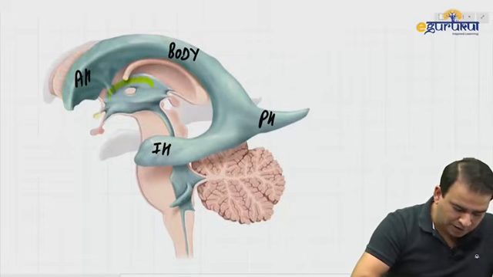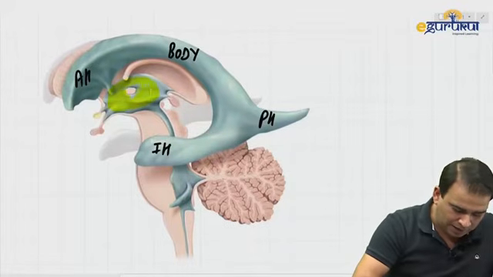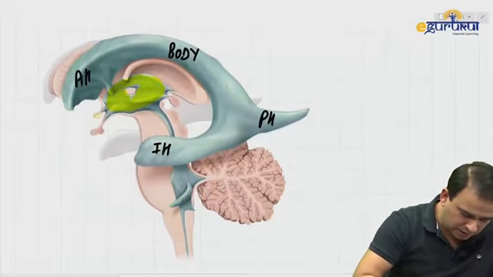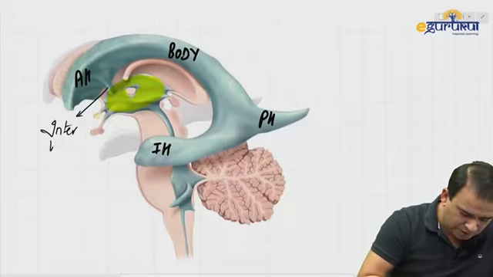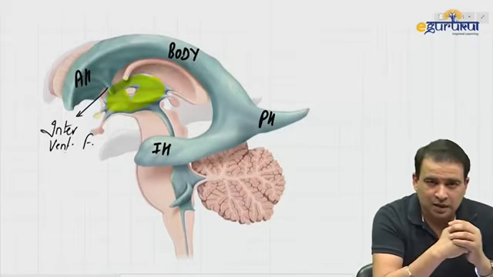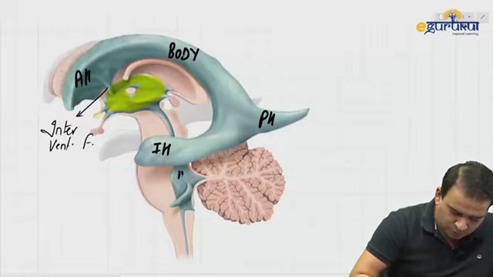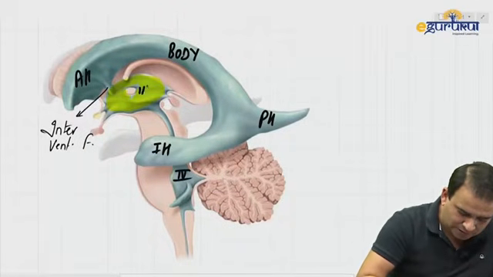This lateral ventricle is connected to the third ventricle via this interventricular foramen. There is an interventricular foramen which is connecting the lateral ventricle to the third. And the third ventricle then in turn is connected to the fourth ventricle. Now look at this, this is the fourth ventricle, this we already said is the third.